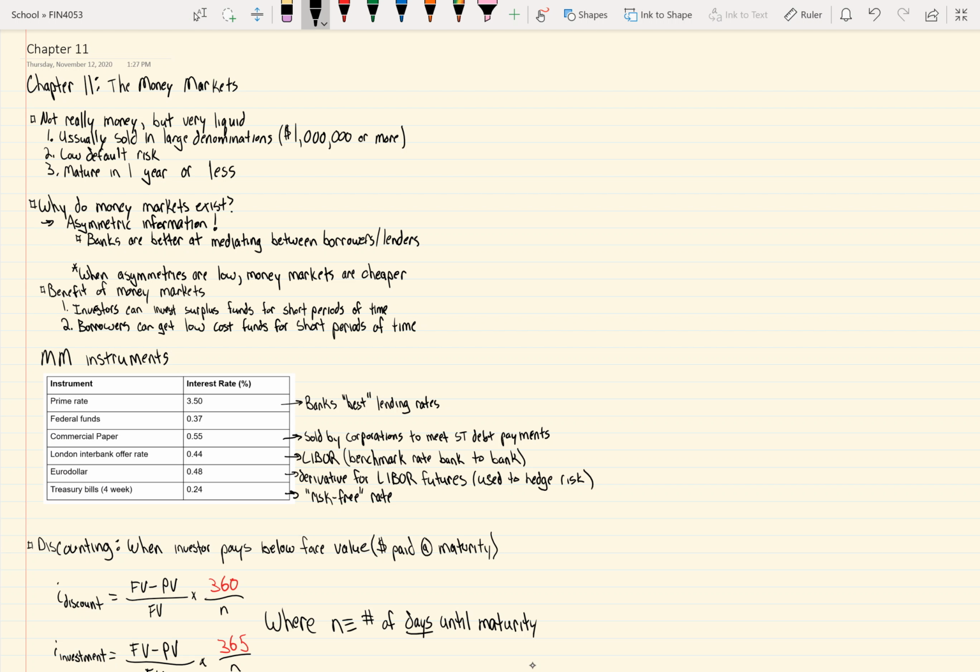So chapter 11, the money markets. This is obviously a good segue into the bond market and then the stock market. There's a few quantitative problems here, and I'll go over one example. But again, like I said, the next two will have more, so expect that coming up.